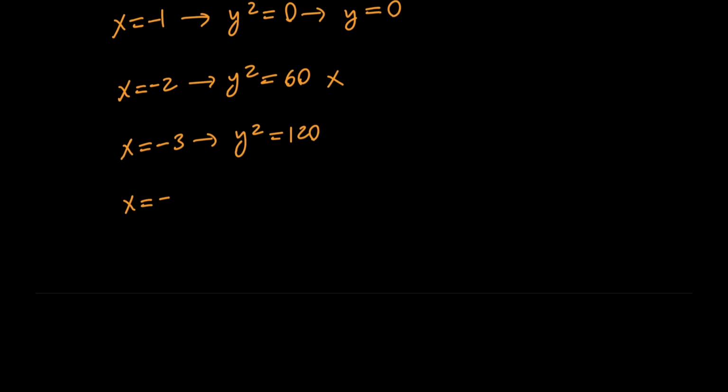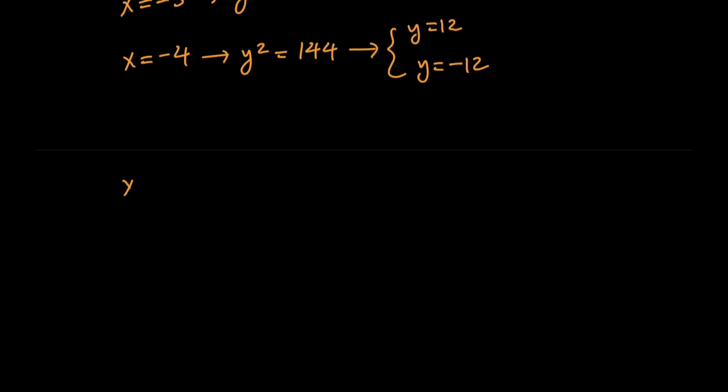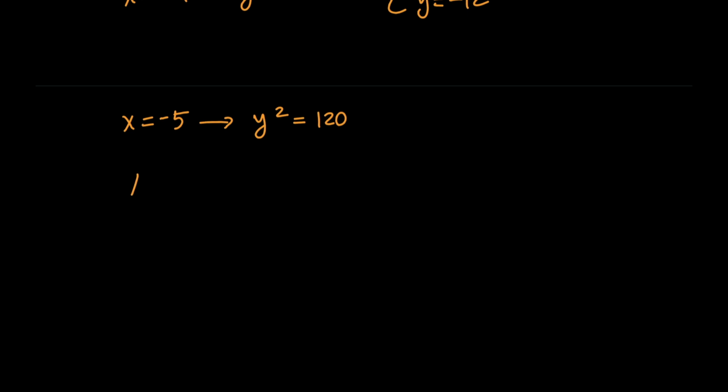If x equals negative 4, we're going to have y squared equals 144, which means that y equals 12, or negative 12. Next, let's replace x with negative 5. So we're going to have y squared equals 120. Again, 120 is not a perfect square, therefore we don't have a valid solution from this. If x equals negative 6, y squared is going to be 60. So again, we don't have any solution from here.